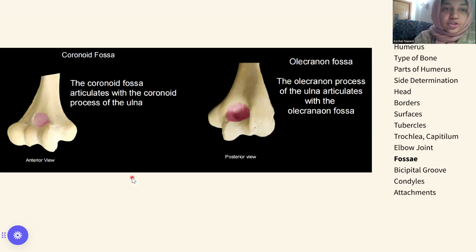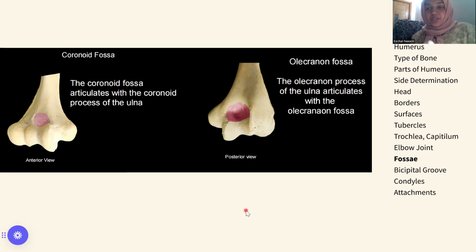Moving on, we should appreciate the 2 fossas here. When we talked about fossas and bony landmarks, we said that they're depressions basically. But you will always see that the olecranon fossa on the posterior side is very, very deep compared to the coronoid fossa on the anterior side. The coronoid fossa articulates with the coronoid process of the ulna, and the olecranon fossa articulates with the olecranon of the ulna. So both these fossas articulate with the ulna, okay, with the ulna bony landmarks that we'll study later.